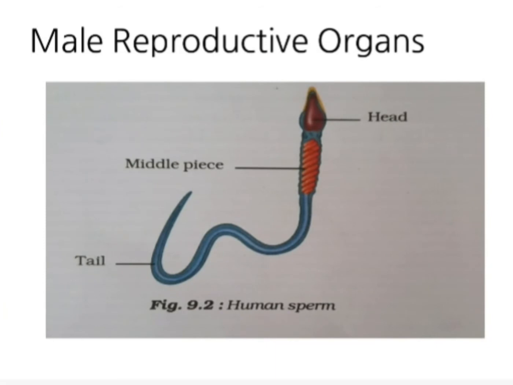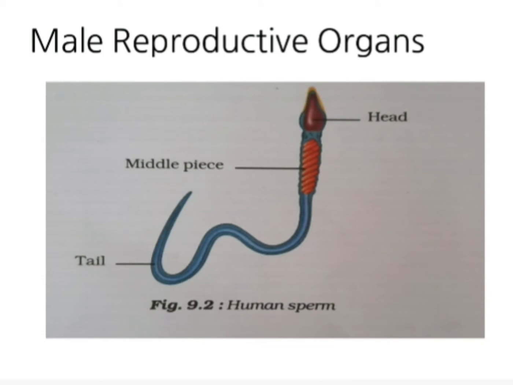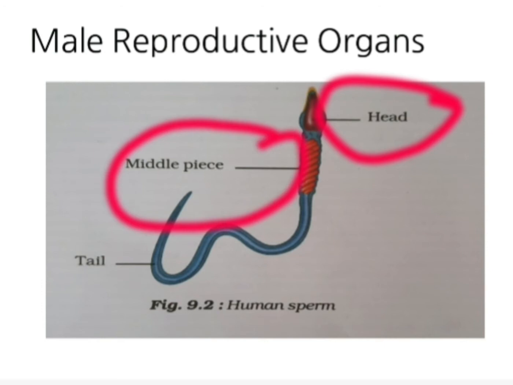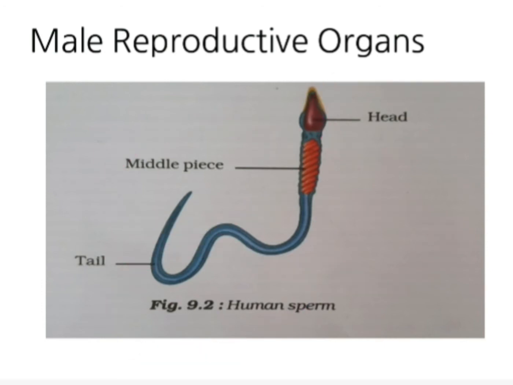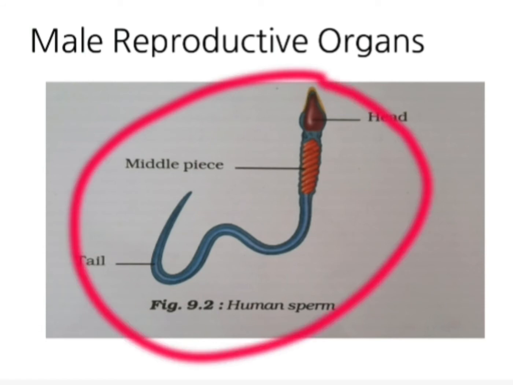Though sperms are very small in size, each has a head, a middle piece, and a tail, and each sperm is a single cell with all the usual cell components.